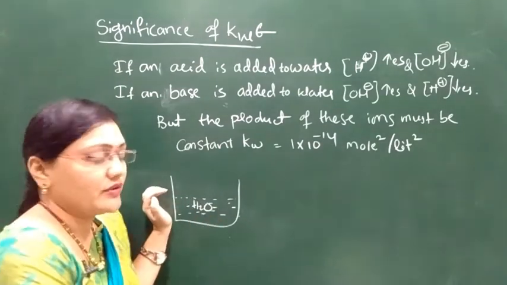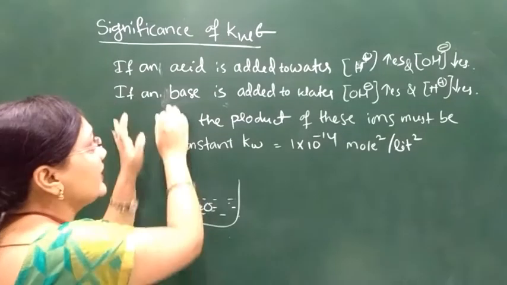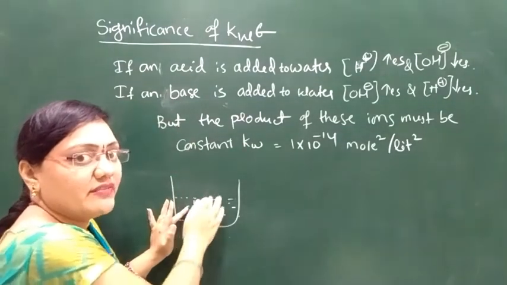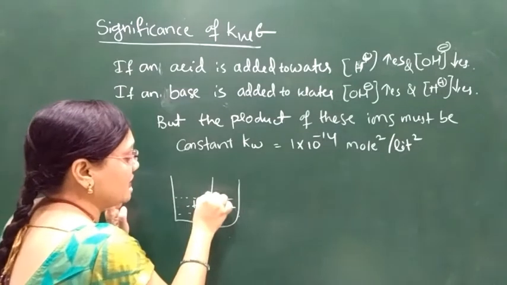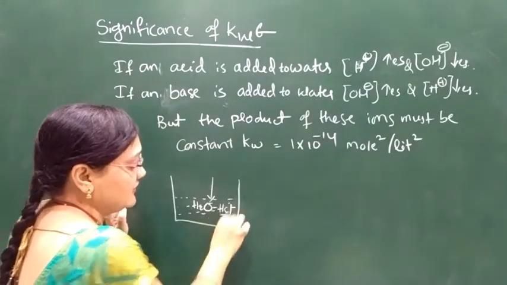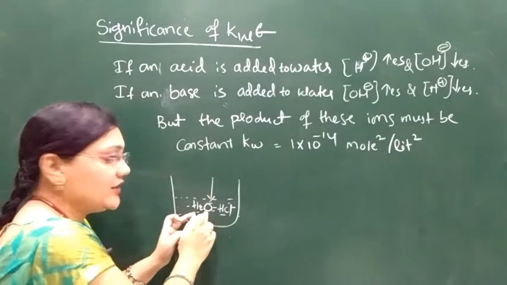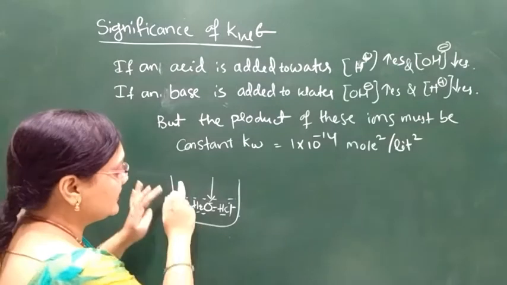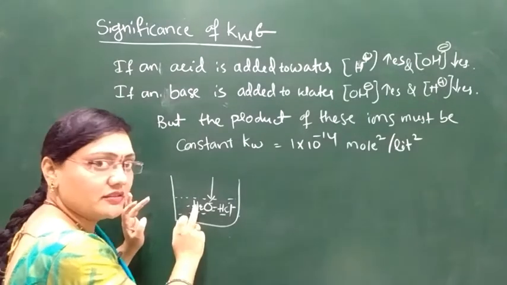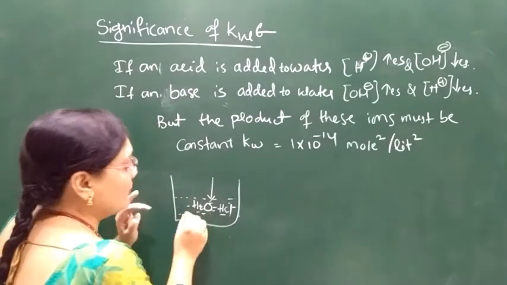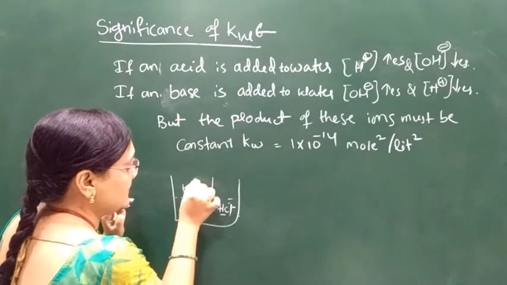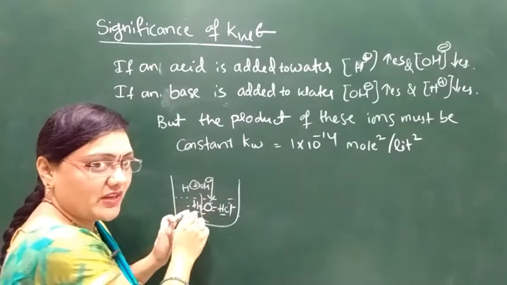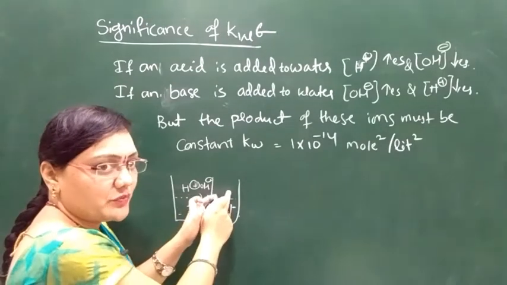H2O, for example, this is water. If an acid is added to water, for example, the acid is HCl. This acid is added to the water. The water dissociates into H plus ions and OH minus ions. Dissociation means separation.